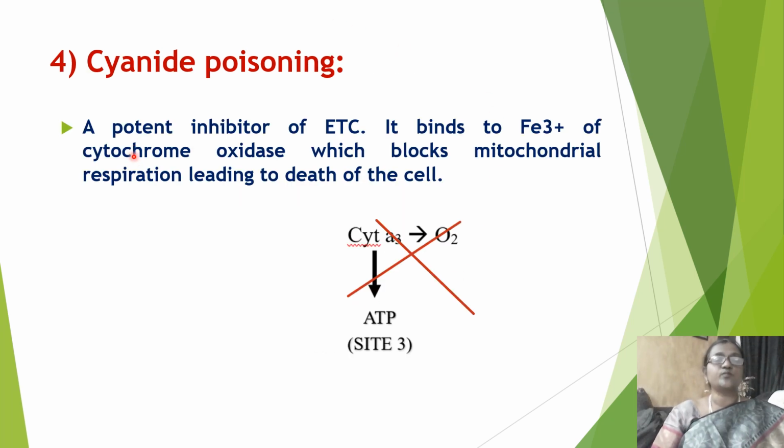Fourth one is cyanide poisoning. Cyanide is considered to be a very potent inhibitor of electron transport chain, and it binds to the Fe3+ iron of cytochrome oxidase. Thereby it blocks mitochondrial respiration and can lead to death of the cell. Cyanide poisoning in human beings can cause asphyxia, wherein the central nervous system is mostly affected, because of the death of the cells or tissues.